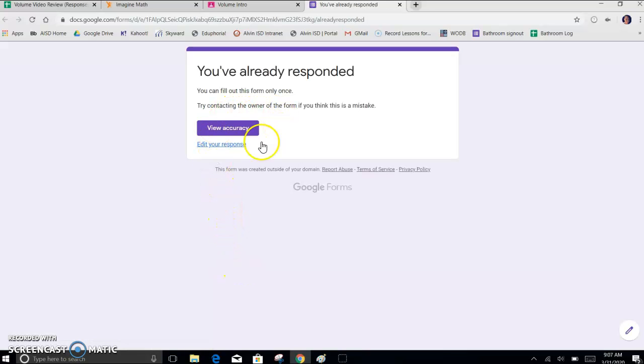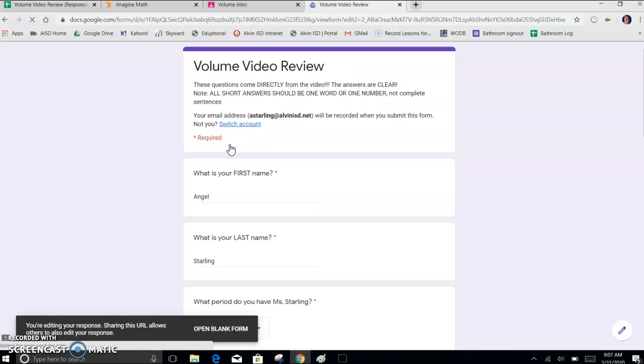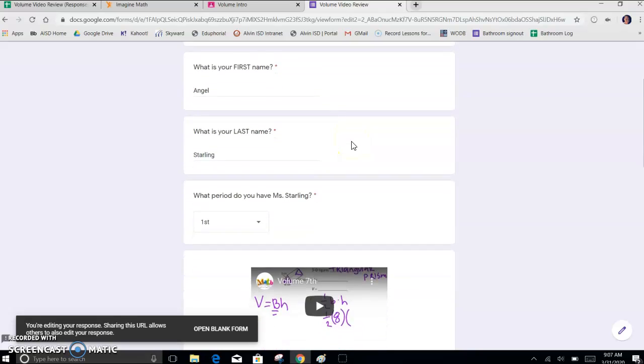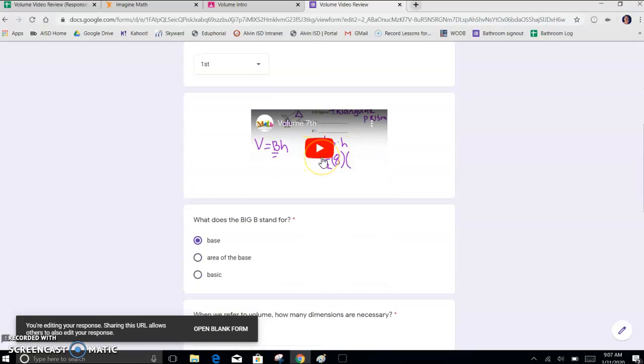So here you can fill out the form only once, but you can edit it. Alright, so try contacting the owner of the form if you think this is a mistake. It is, but whatever. So you can edit your response. So here, again, the directions, all short answers should be one word or one number, not complete sentences. These questions come directly from the video, so the answers are very clear. So you watch the video.